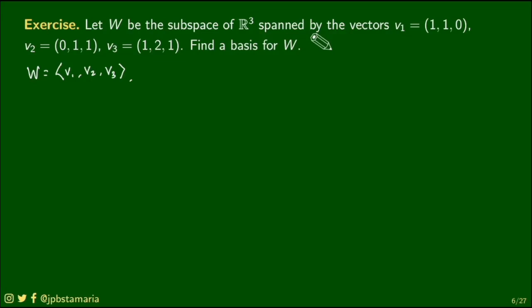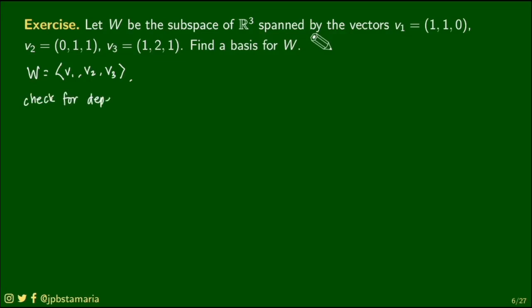Now take note that the vectors v1, v2, and v3 already form a set of spanning vectors for the space W. So if these vectors form a linearly independent set, then this set of vectors already forms a basis. If not, one or more of the vectors here may be redundant. So we would like to remove the redundant vectors if there are any. To know whether there is a redundant vector, we check for linear dependence.